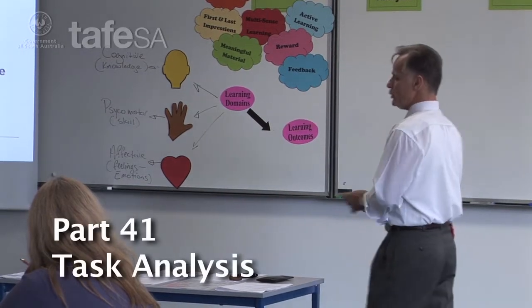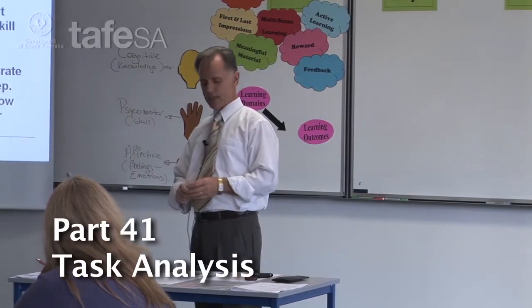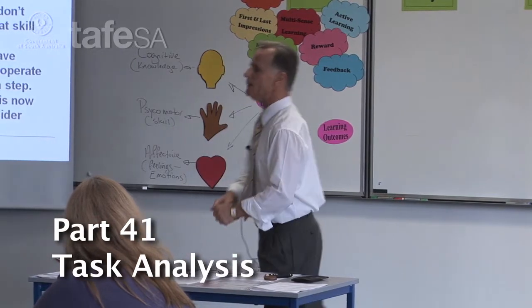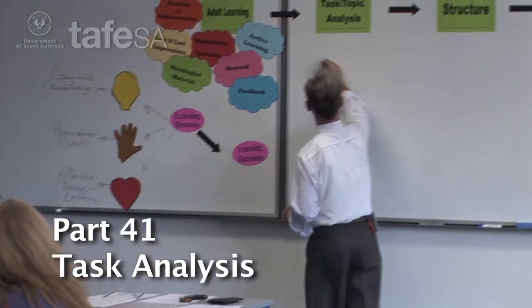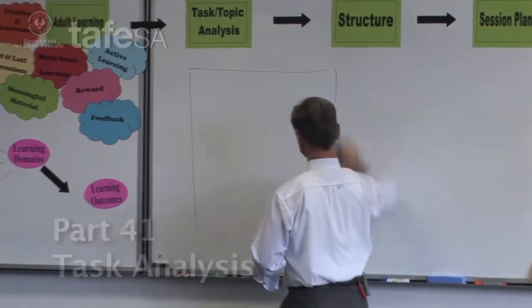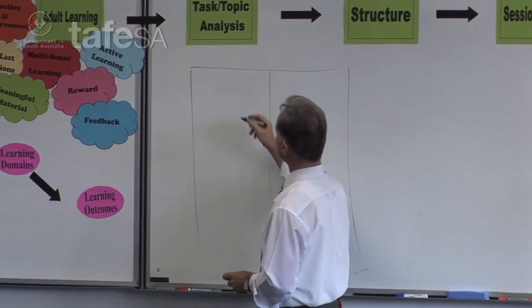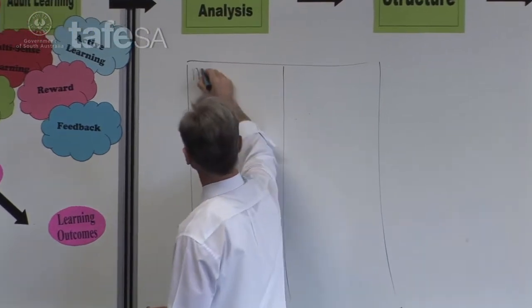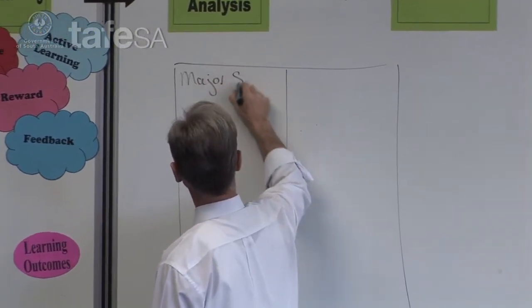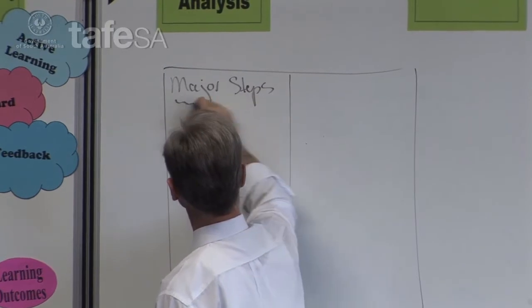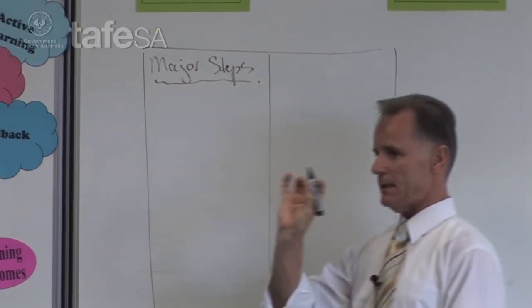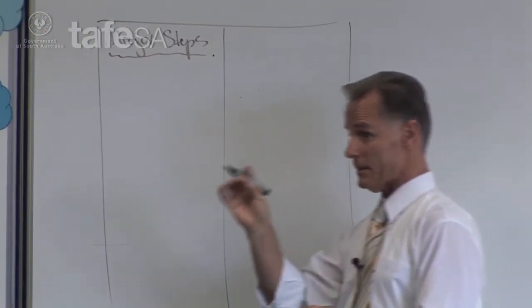All right, so let's do a very brief idea about how a task and topic analysis is structured. I'll mimic what you've got there, the sheet. You've got 2 pages and, for a task analysis, you've got what we call major steps. Now I need to explain what we mean by major steps, what makes a major step.